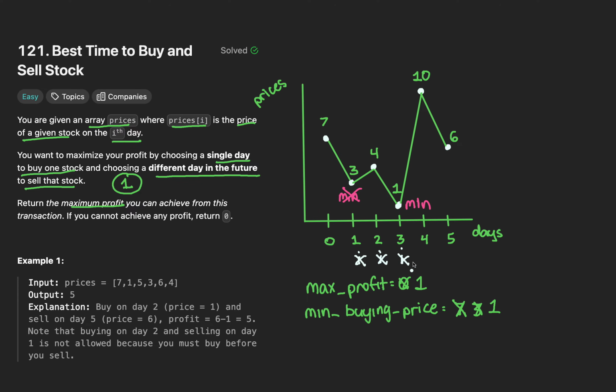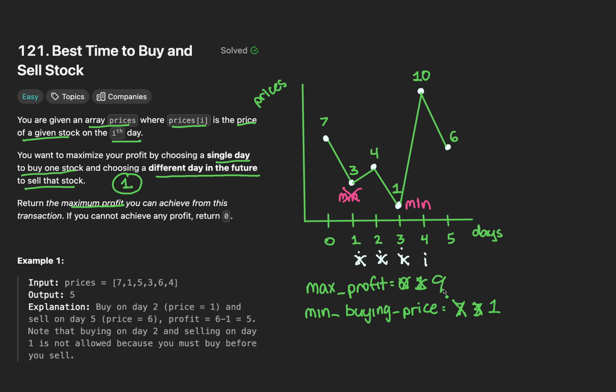Okay, on the next iteration, we encounter an amazing price to sell at, 10. It's a good thing we updated our minimum buying price to the cheapest price seen so far, because now if we buy on that day, 10 minus 1 gives us positive 9. That's surely greater than our max profit so far of 1. Let's update it to the positive 9.